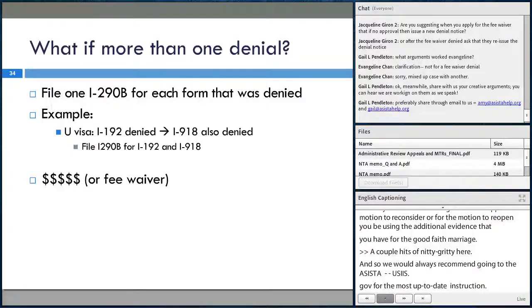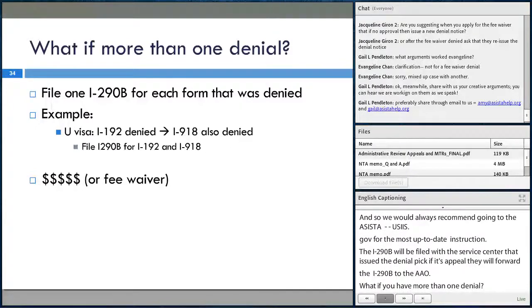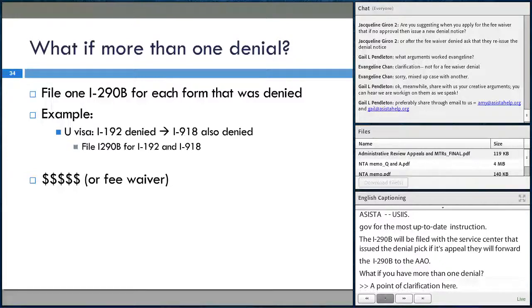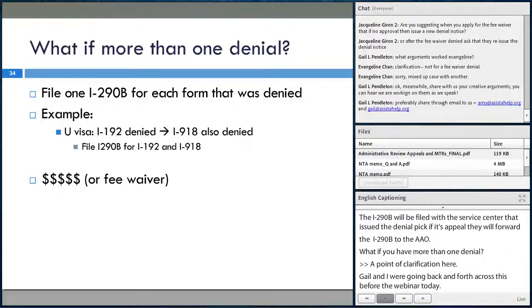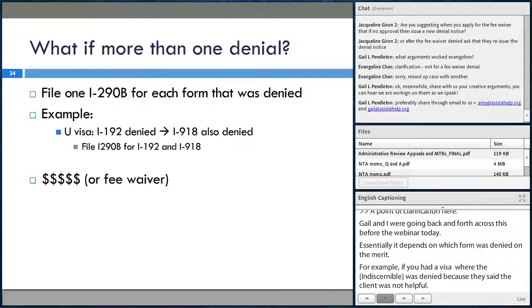Now, what if you have more than one denial? So, point of clarification here, Gail and I were going back and forth about this actually before our webinar today. Essentially, it depends on which form was denied on the merits. So, for example, if you had a U visa where the I-918 was denied because USCIS is saying that your client was not helpful, and because the 918 was denied on the merits, they also went ahead and denied your I-192. So in that case, you would be filing an appeal or a motion.